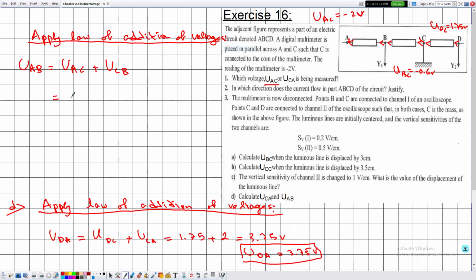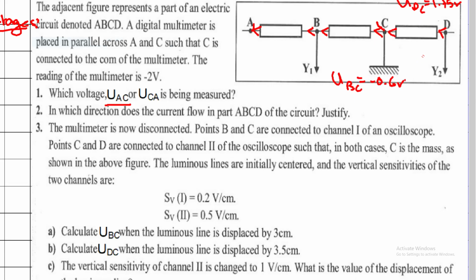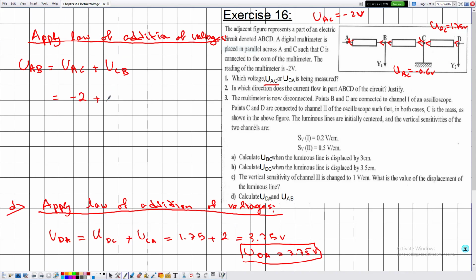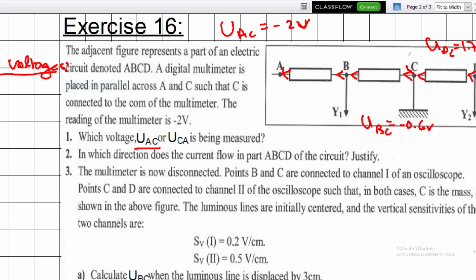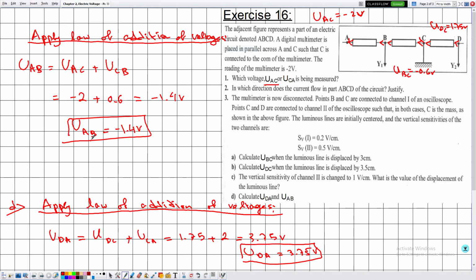So the value of UAC is given by -2. As for the voltage UCB, if UBC is equal to -0.6, then UCB is 0.6, and this is given by -1.4 volts. So UAB is equal to -1.4 volts, and this is a reasonable answer. Why? Notice that the electric current in this branch is being traversed from B to A, so VB is greater than VA, which means that UBA is positive. If UBA is positive, then UAB is negative, which is in agreement with our answer.